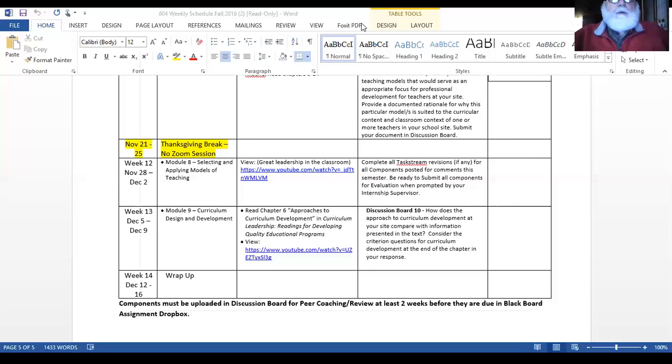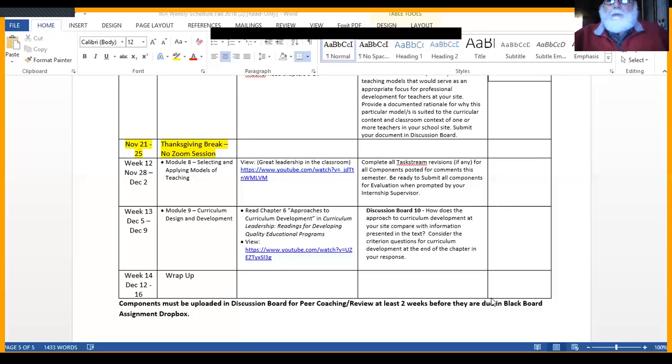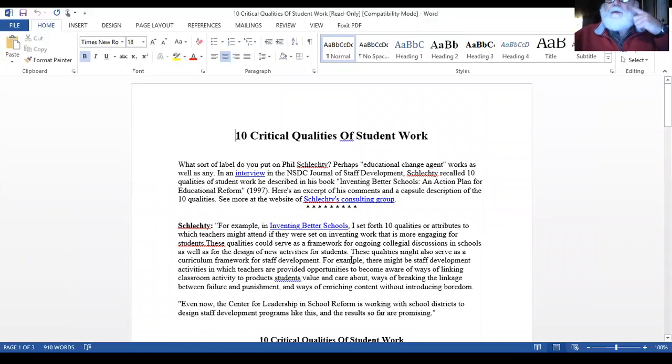So let's look and see what we've got tonight. A long time ago when I was doing my doctorate at Chapel Hill, I came across Dr. Schlechte. He was a professor of education in the graduate school there. He's nationally known. His most famous work, coincidentally, is called Working on the Work. And from his book, Inventing Better Schools, an Action Plan for Education Reform, here are what he believes are 10 critical qualities of student work.